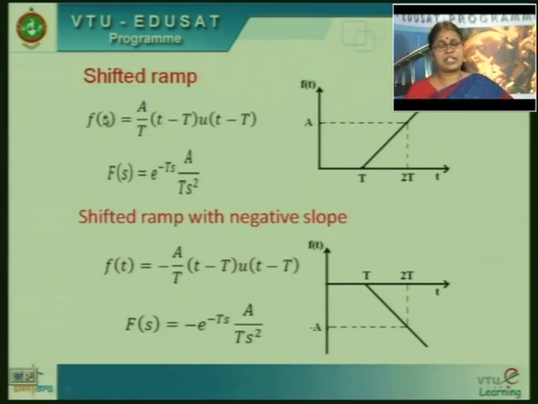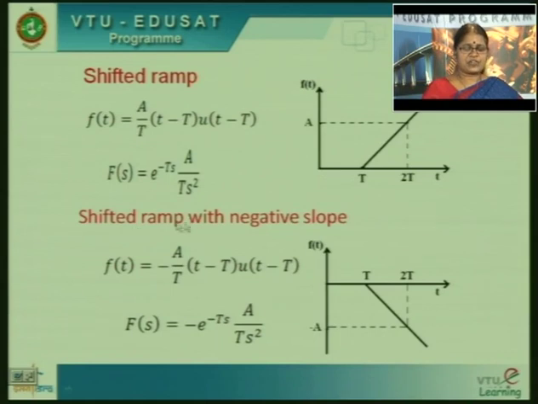Now, let us find the Laplace transform of this function. So, this is a shifted function. We know by the shifting theorem, the Laplace transform of a function which is shifted in time by an amount T is given by e power minus Ts times the Laplace transform of the original function. So, the Laplace transform of this shifted ramp function is e power minus Ts into the slope A by T into 1 by s square, or I can write it as e power minus Ts into A divided by T s square. This is the Laplace transform of a shifted ramp function.